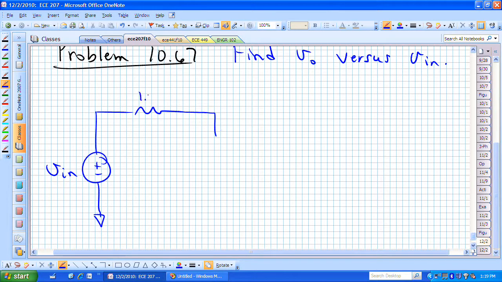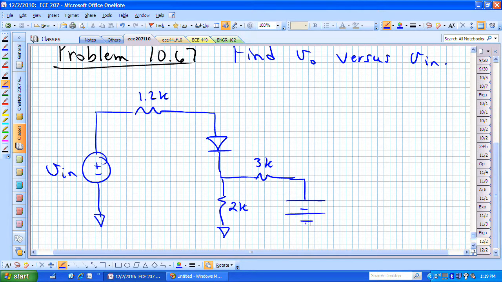We then have a 1.2k ohm resistor. We have our diode, and we have then a couple more resistors. Here's a 2k resistor, here's a 3k resistor, and here is a battery, 5 volts. And finally, here is our output voltage, VO, that we're after or interested in determining. What does that output voltage, VO, look like for different values of VIN?